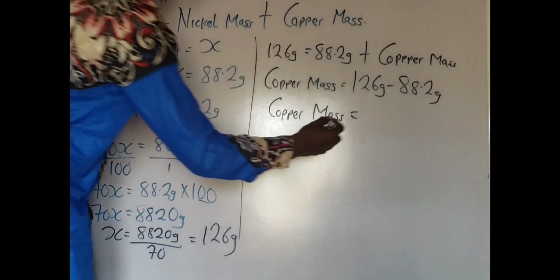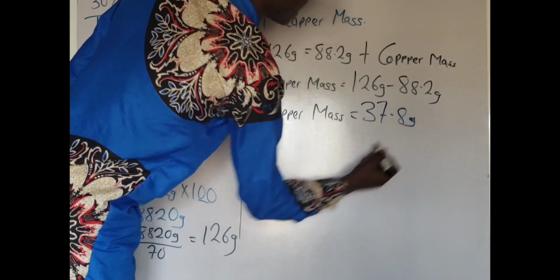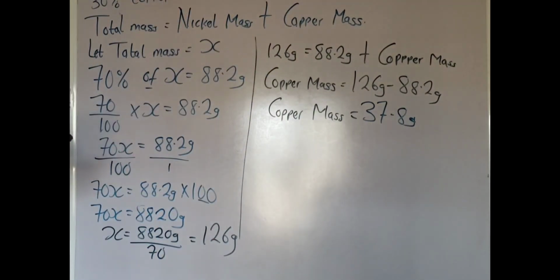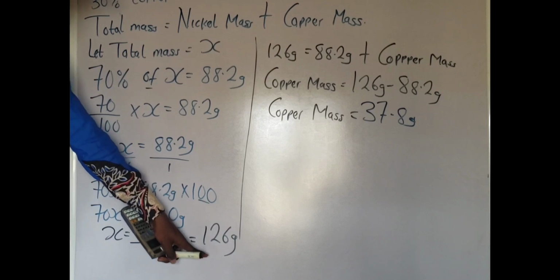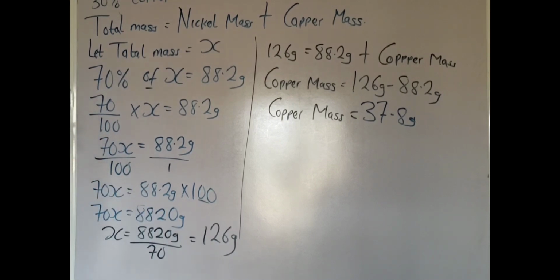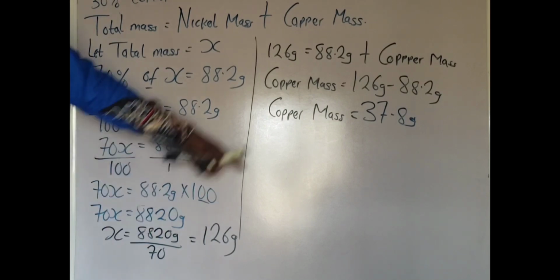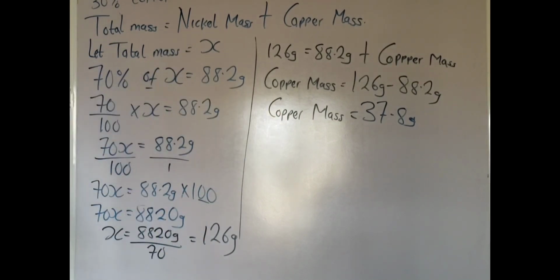So for this, I'm going to have 37.8 gram. That is the final answer. You can also do it like this, since you know that it is 30% of copper. So just take 30% of the total mass, 30% of 126 gram. You are going to get 37.8 as your answer. Okay, you can try it. So that is the solution to that question.